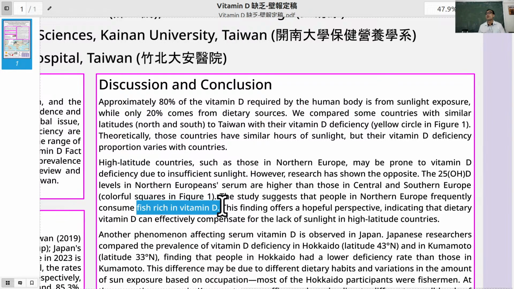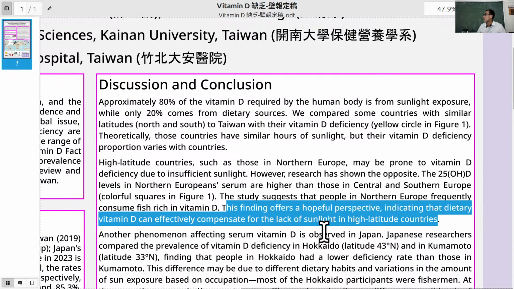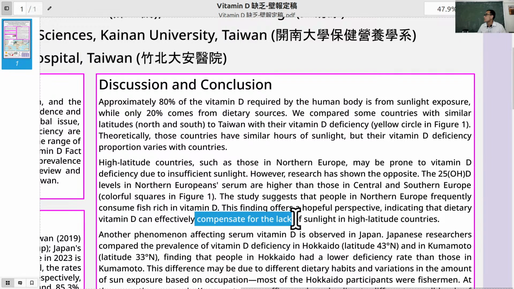That is one possibility. But the Japanese professor had a different opinion, because he thinks that Northern European countries have national policies and laws asking people to take vitamin D supplements. Okay. And the finding offers a hopeful perspective, indicating that this can effectively compensate. Yes, compensate. What do they mean by compensate? Because 80% comes from the sunlight and 20% from the food. But due to some situations, for example, the winter time, countries at very high latitude, or fog, because there is some air pollution in London, blocking the sunlight from penetrating the city, people got sick because they don't have enough sunlight. Okay.